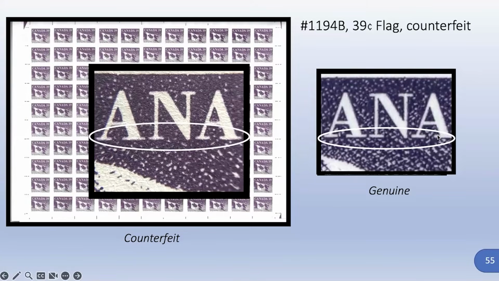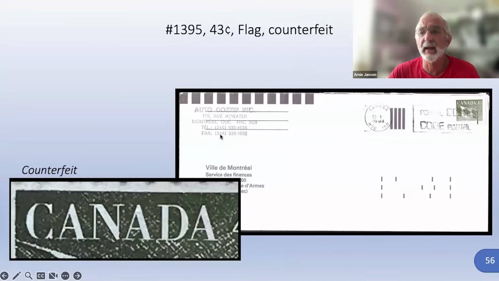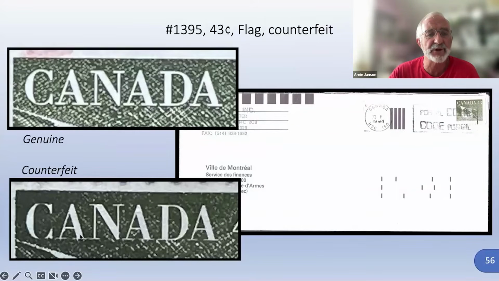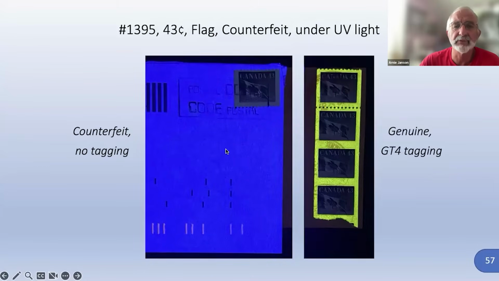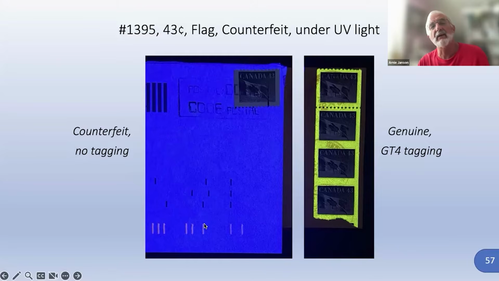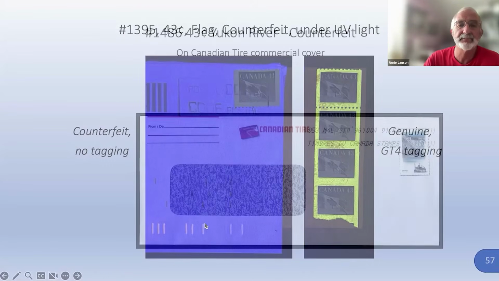It's not as sharply defined on these counterfeits compared with a genuine stamp. Here's another flag counterfeit. Again, we see the serif on the letter isn't as sharp and clear as on a genuine stamp. This one's on cover. The counterfeit has no tagging. On cover, the counterfeit versus the genuine with GT4 tagging. Very obvious. So that was one weakness in the early issue of counterfeits. They didn't quite get the tagging right.